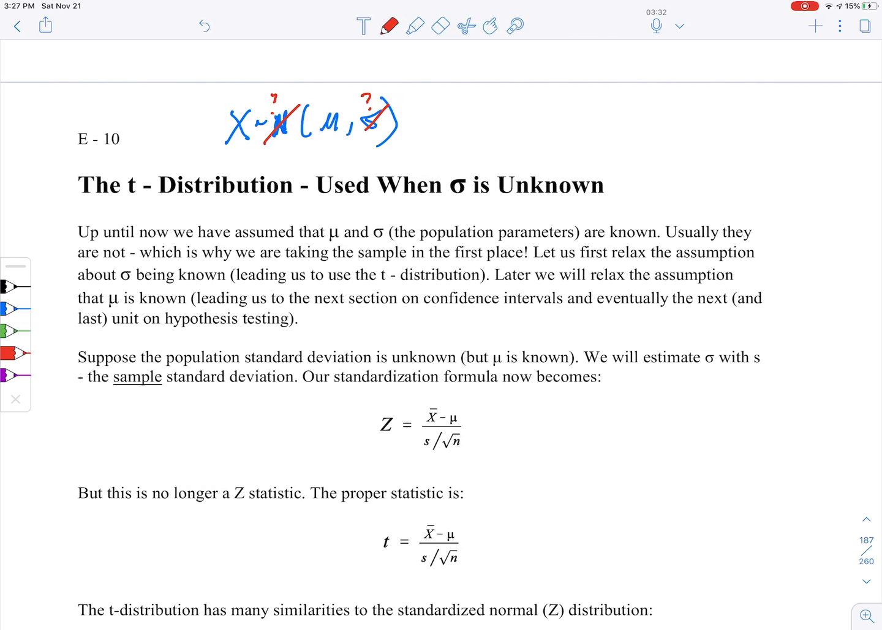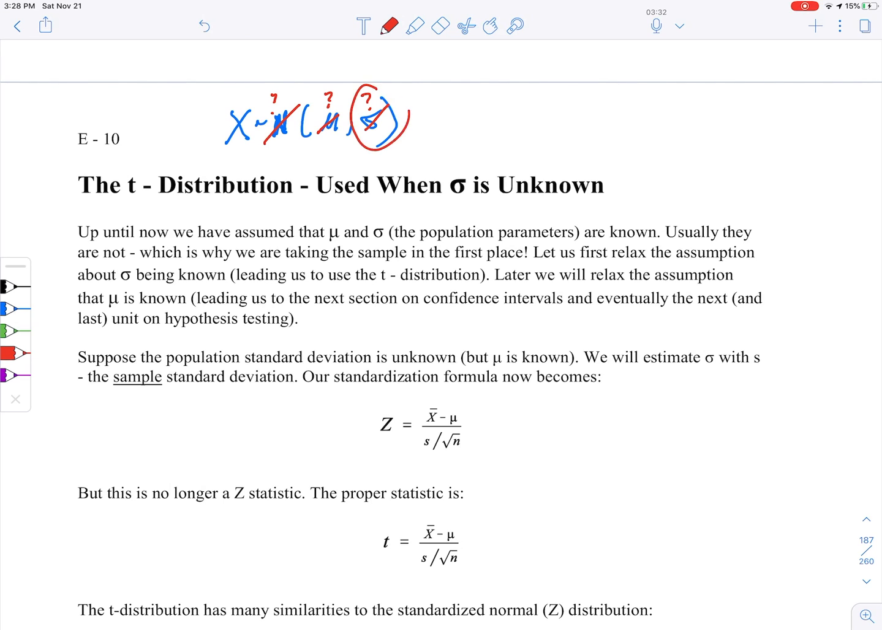Where we're going to go in the next subunit here, the next few pages after this video here, is we're going to say, actually, you know what? We don't even need to know what mu is here. That we can actually estimate that. That's what confidence intervals are about. Or in unit H, we'll be saying that, well, we can actually hypothesize what a particular mu is and then find out if our x bar, our sample mean, is close enough. So this is actually really good news because it means that we don't really need to know anything about the population.